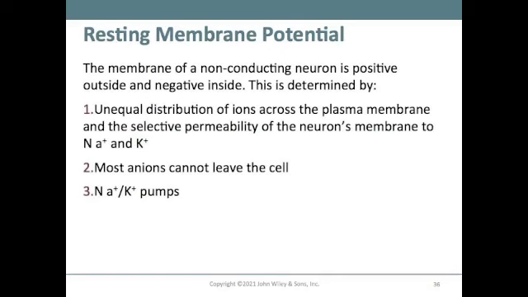The membrane of a non-conducting neuron is positive outside and negative inside. This is determined by unequal distribution of ions across the plasma membrane and the selective permeability of the neuron's membrane to sodium ions and potassium ions. Most anions can't leave the cell, and there are also sodium-potassium pumps associated with this. So let me first say that an anion is just a negatively charged particle, and a cation is a positively charged particle. So let's see what this is about.